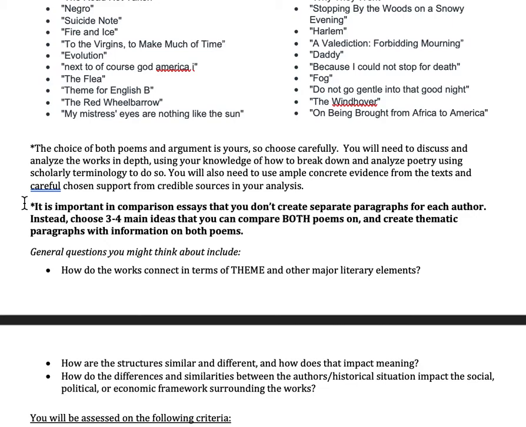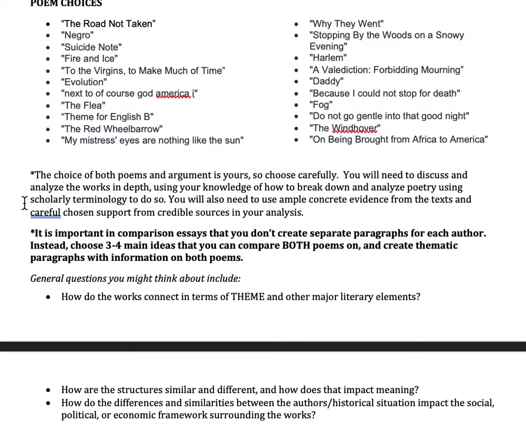Another thing to keep in mind is that you should not create separate paragraphs for each author. This is a lot of times what people do when they do a compare and contrast. If, for example, you did Donne's The Flea, and then Theme for English B, you do one paragraph for Theme for English B, and another for The Flea, and then another paragraph for Theme for English B, and then The Flea. That's not how it should be done. An elevated argument takes a thematic concept and compares and contrasts, shows how they're similar or different across that concept.